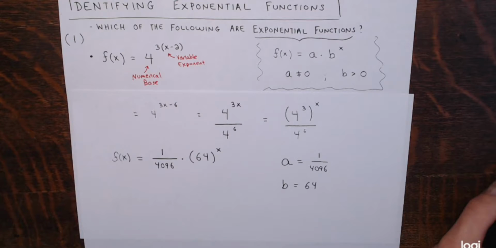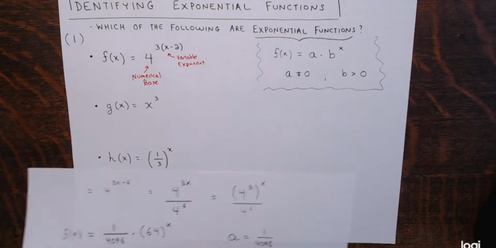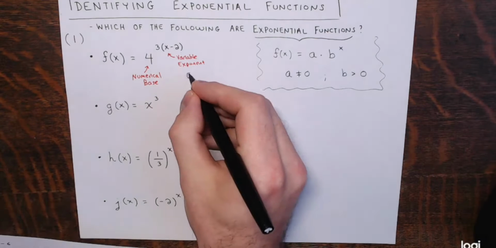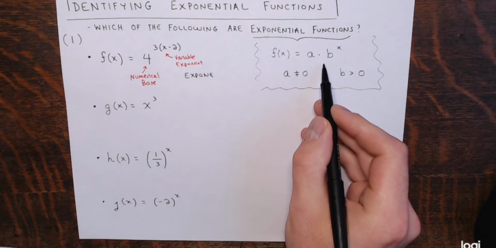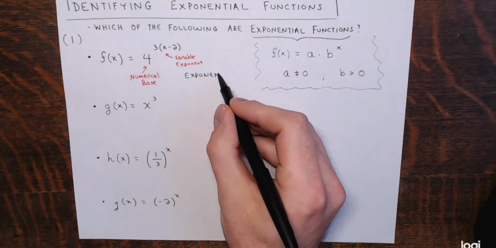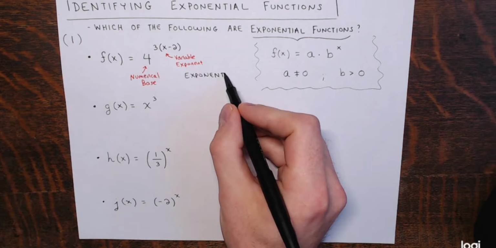All right, so this is an exponential function because it can be written in that form a times b to the x, where a is not 0 and b is positive.